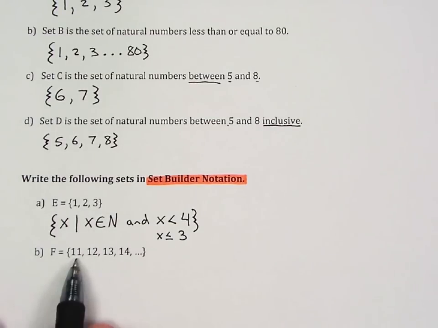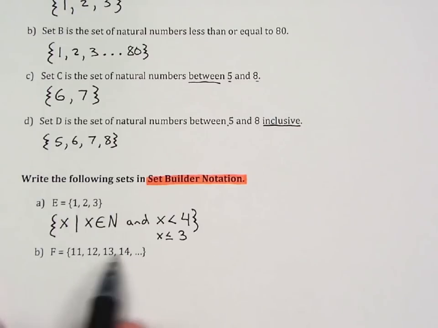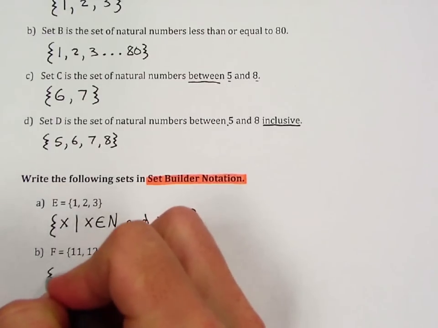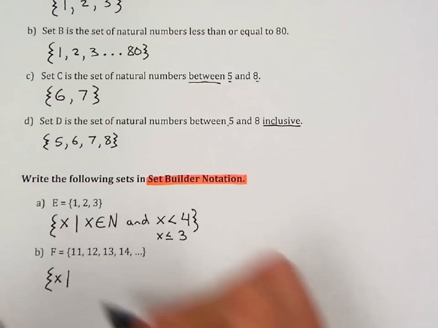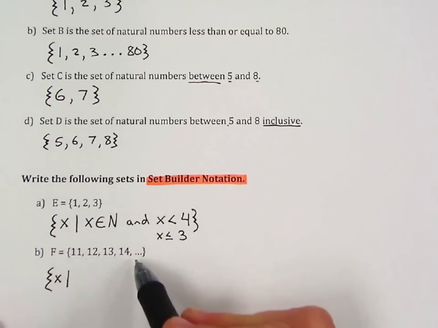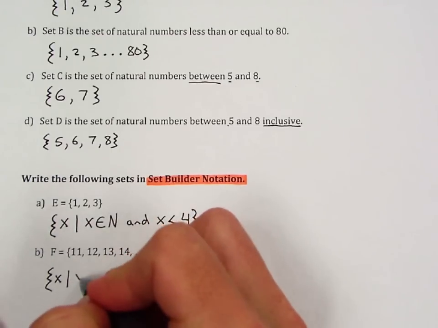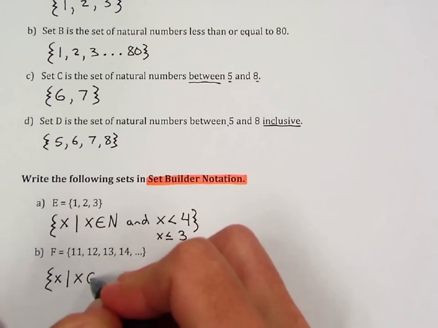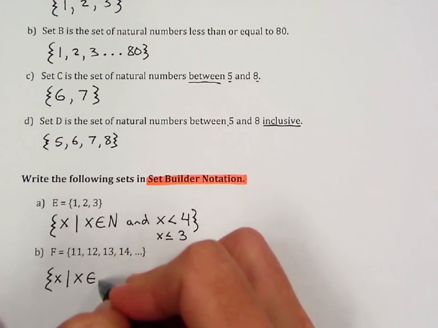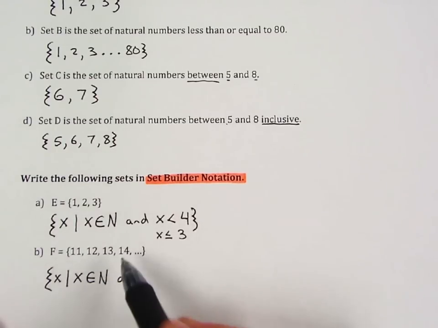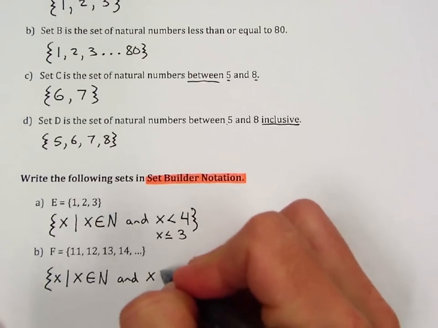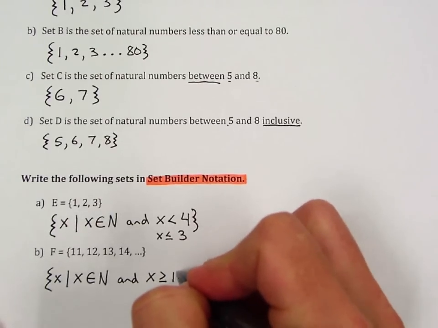For our next one, now we have 11, 12, 13, 14 going up. So again, we're going to start all set builder notation with x such that, and we see what type of numbers are these, what set do they belong to. So these are counting numbers. So we say x is an element of N. And here we have 11 and up. So I can say x is greater than or equal to 11.